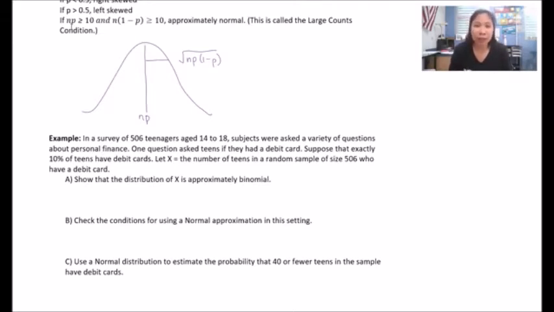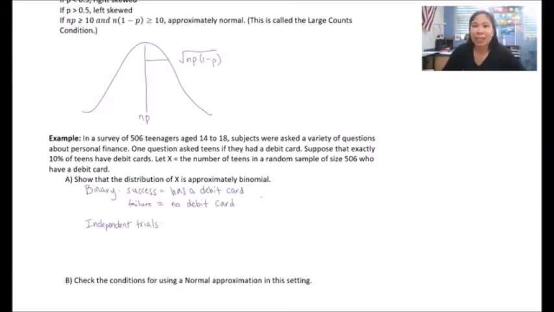So part A wants to know if you can show that the distribution of x is approximately binomial. Here, if we're trying to show something is binomial, remember we have those 4 rules of what binomial means. It spells out BINS. We want to check if it's binary, if we have independent trials, if we have a fixed number for n, and if the success probability is the same from trial to trial. So let's check those 4 things. First, binary, success or failure. In this case, a success counts as a teen who has a debit card, and a failure is they don't have a debit card. So cool, got that done.